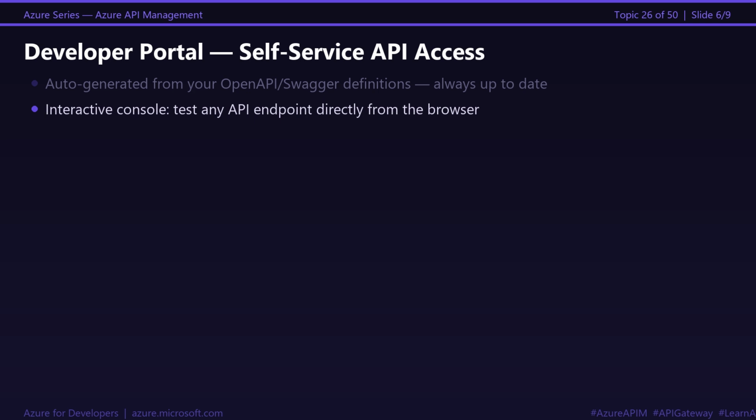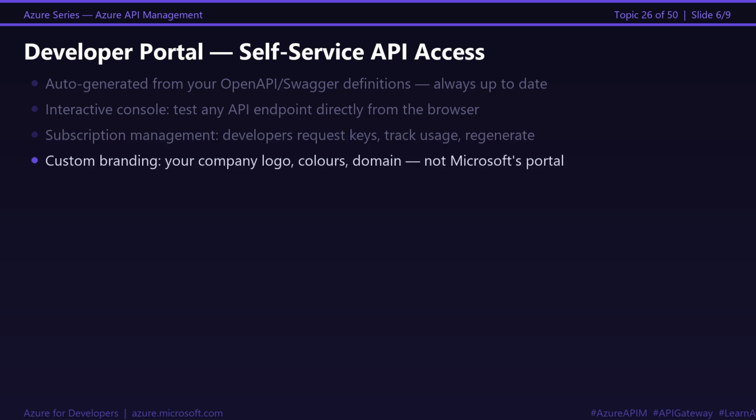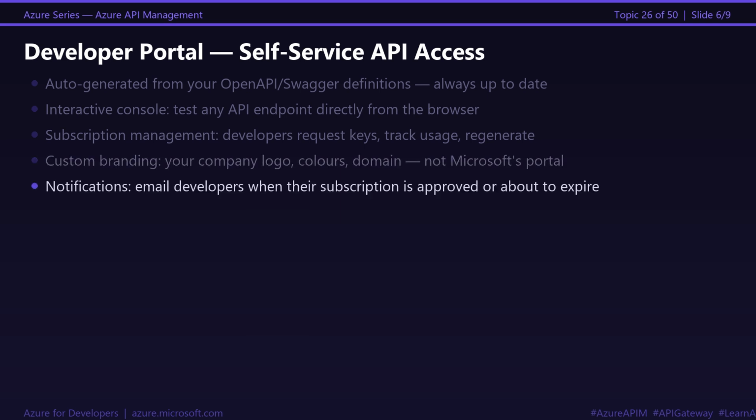Developers request subscriptions from the portal. They get their keys, see their usage, track their quota. No emails to your team asking for API keys. No spreadsheet tracking who has access to what. You can white label the portal with your own domain and branding. Customers see your company's portal, not a Microsoft portal. The time saved on API onboarding alone typically justifies the APIM cost. For any organization with more than 10 internal or external API consumers.